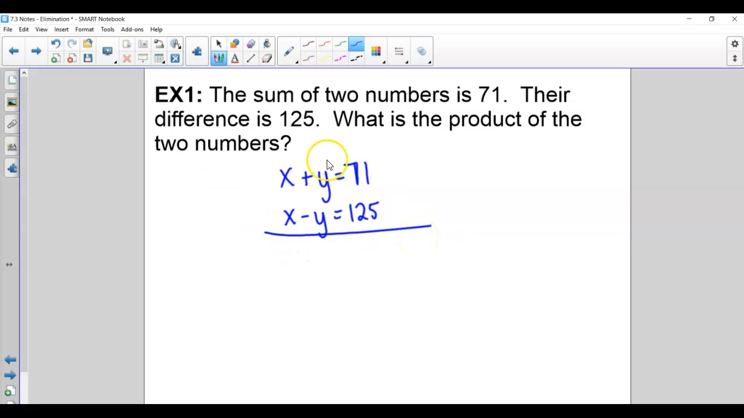Okay? So this works really nicely for this problem because you don't even have to multiply either equation. These just cancel. So 2x equals 196. You divide by 2. And x equals 98. Is that right? All right, questions there? X is 98. So, Evan, what do we do after that?